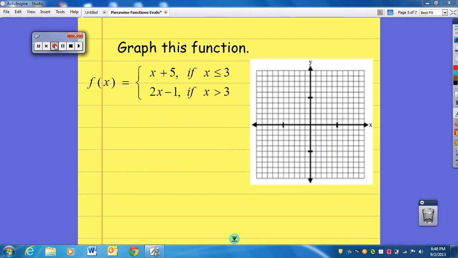I'd like to also show you a shortcut, so you can make tables of values for each equation, satisfying each part of the domain and finding your range. The other way we could do that is simply to substitute the number 3 into our equation for x, and 3 plus 5 would equal 8. So my first value that I'm going to put on here is 3, 8. And I'm going to put a solid circle at 3, 8 because it is less than or equal to.